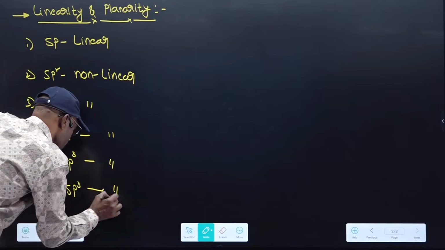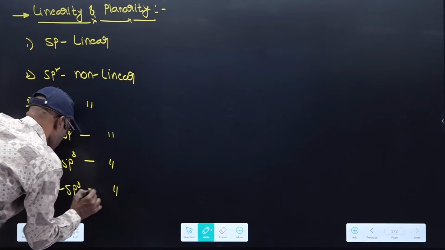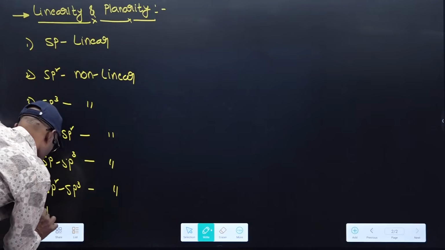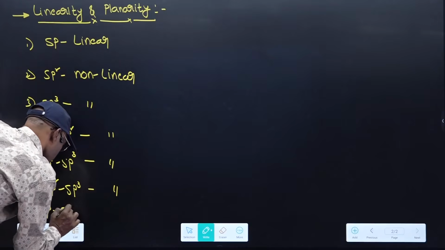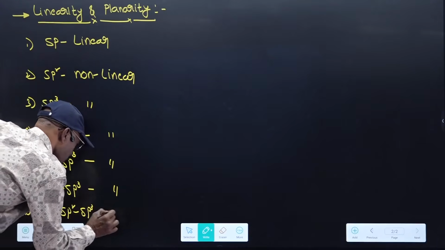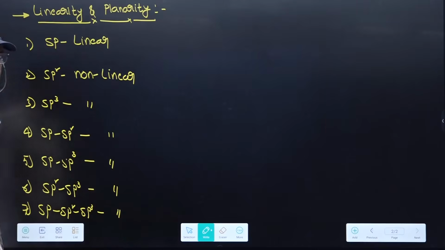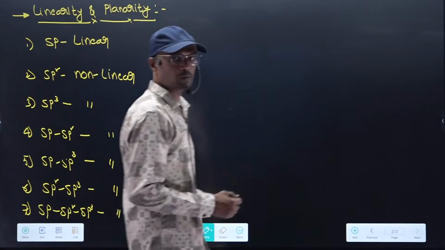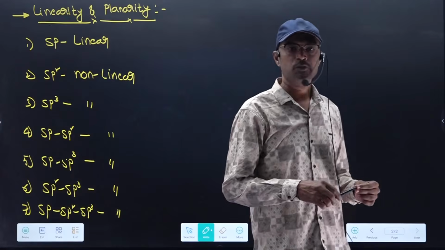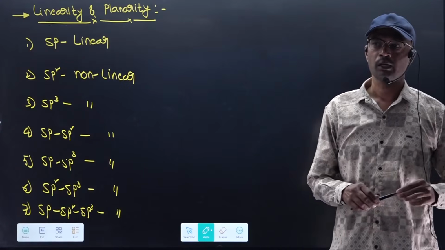sp2, sp3, it is also non-linear. Only one is possible here now. If any molecule having sp2, sp2, sp3 overlap, it is also non-linear. Only one possibility is linear. What is that? sp. If any molecule having sp hybridization, it is said to be linear.